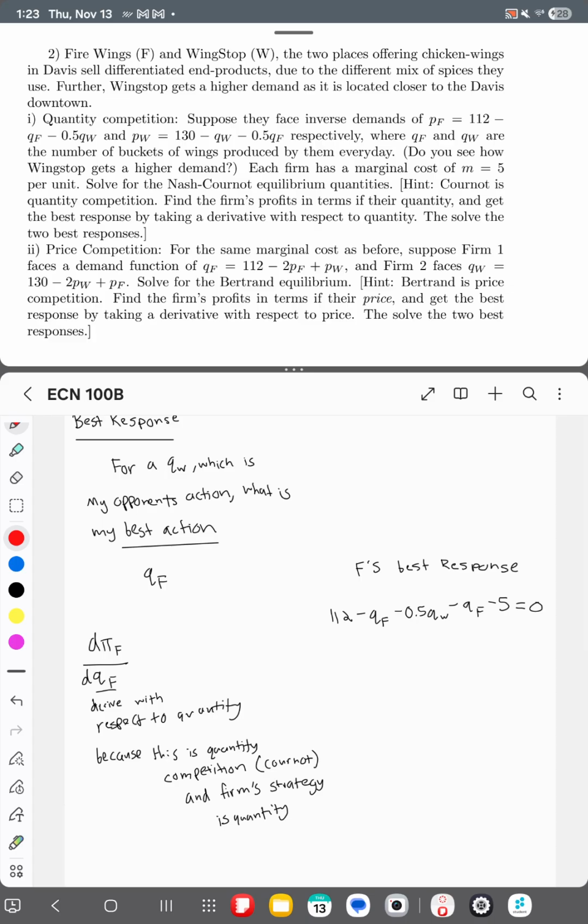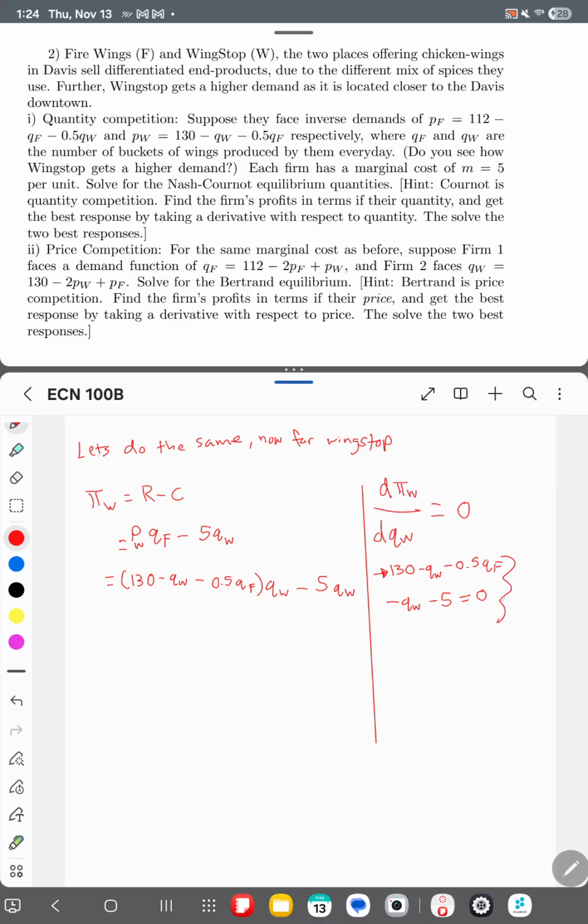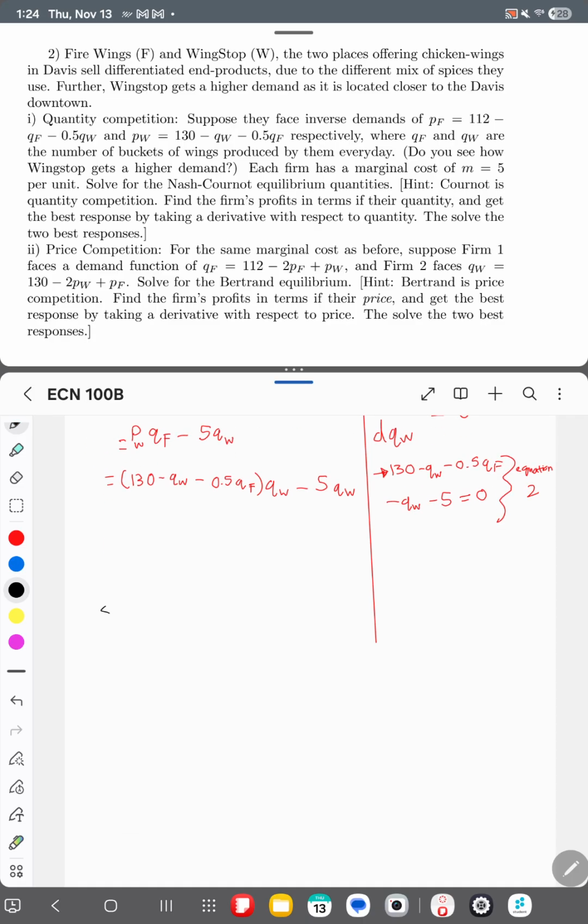So let me just write it down. Let's say that this equation, I'm going to call it equation 1. And this equation at the very end, I'm going to call it equation 2. What you want to do is solve 1 and 2. If you solve 1 and 2, what are the unknowns in this equation? QW and QF. And that would tell you in equilibrium how much quantity should Wingstop and Firewings produce. QW and QF.